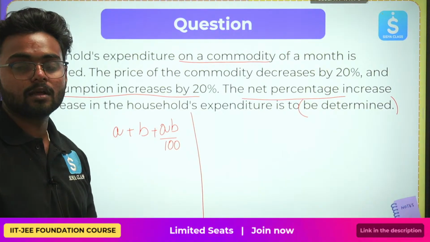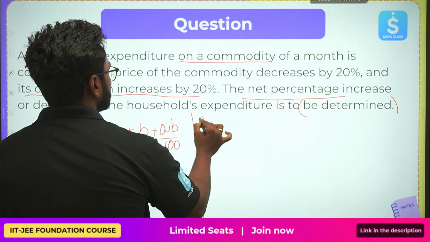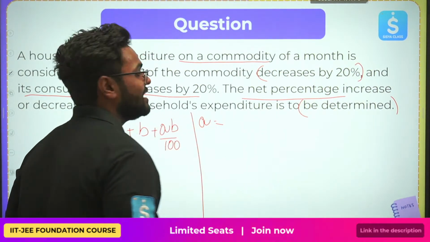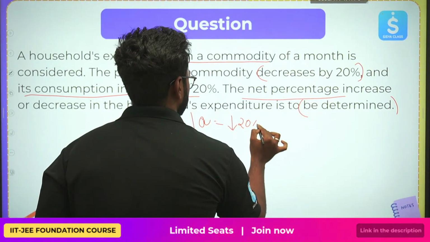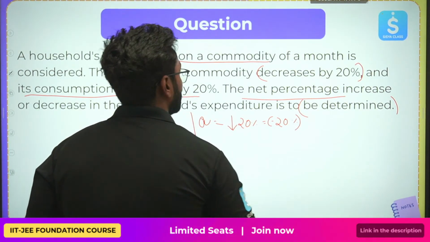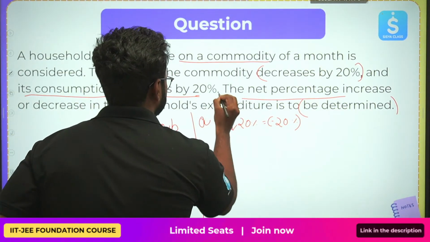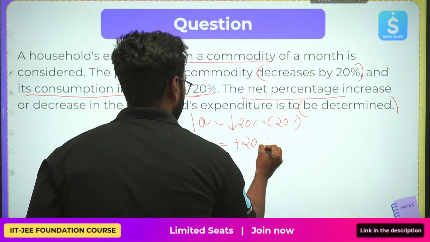This is what we have learned. Now, let us take A, let us take B. A. What is A? First thing is, it is getting decreased by 20%. That should be negative, right? Decreased by 20%. That would be minus 20%. Now, second, its consumption is increased by 20%. B is equal to positive 20%.